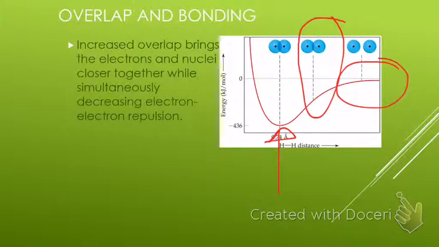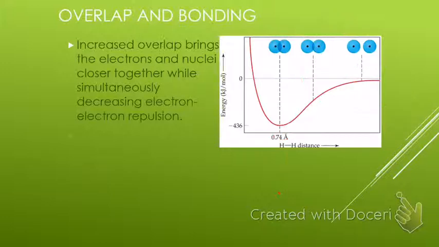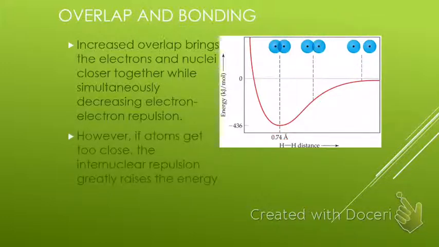If you get too close, the repulsion between the electrons, electron and electron, gets too high, and also between the nuclei of the two hydrogens. Because remember, the proton inside the nucleus of one hydrogen will be repelled by the proton inside the nucleus of the other hydrogen. This is the reason why you can't just keep getting closer and closer, and this region of the curve occurs, because they're going to start to repel each other.